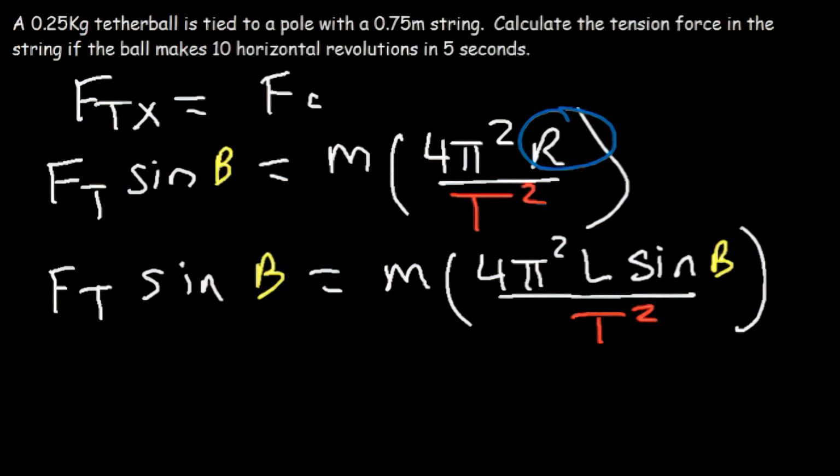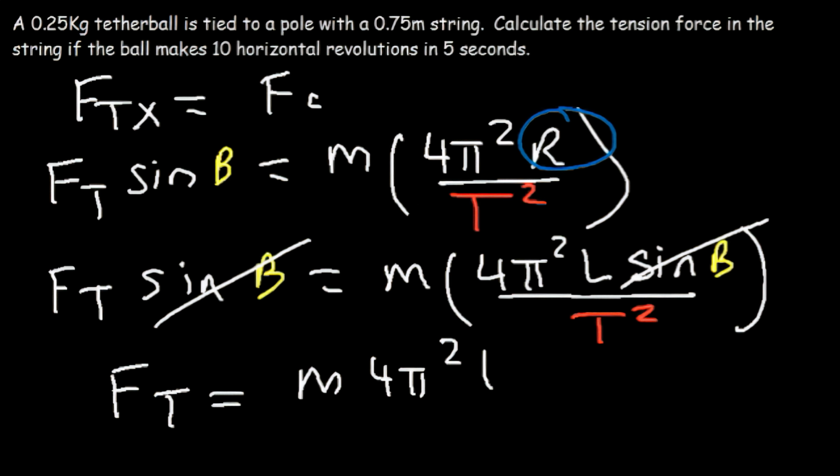Now the last thing that we need to do is divide both sides by sine beta. So these two will cancel. So now we have the tension force in terms of the period. So it's the mass times 4 pi squared times the length divided by the period squared.